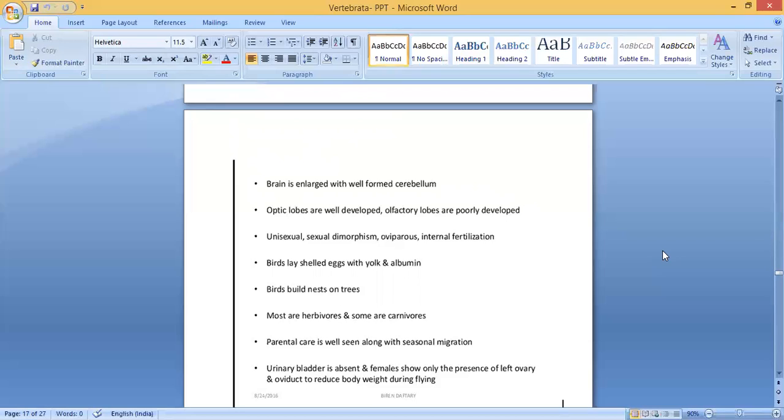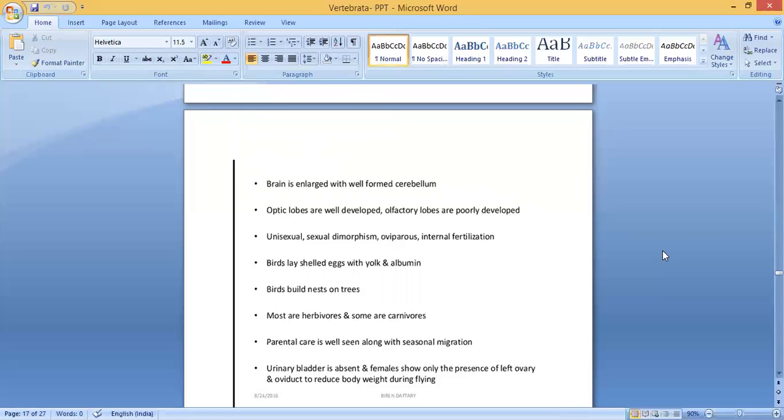Most are herbivores and some are carnivores. So most of the birds are herbivores. They are eating green vegetables, mainly the plant parts. They are called herbivores. But some are carnivores. They will catch small insects, or they will eat the flesh of other animals.